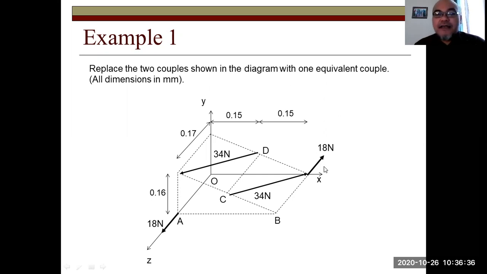For example, here we have the first couple, 18 Newton. It's parallel in the XZ plane. One is towards the positive Z direction, the other 18 Newton towards the negative Z direction. The other couple is in this plane, BCD, a complex plane. 34 Newton here from point D towards this point. The other one is 34 Newton from C, which is on the same plane with D, to the x-axis. So we are asked to replace these two couples with one single equivalent couple.